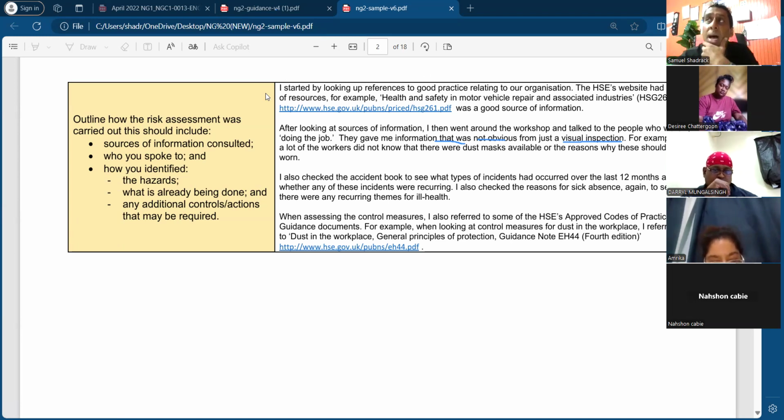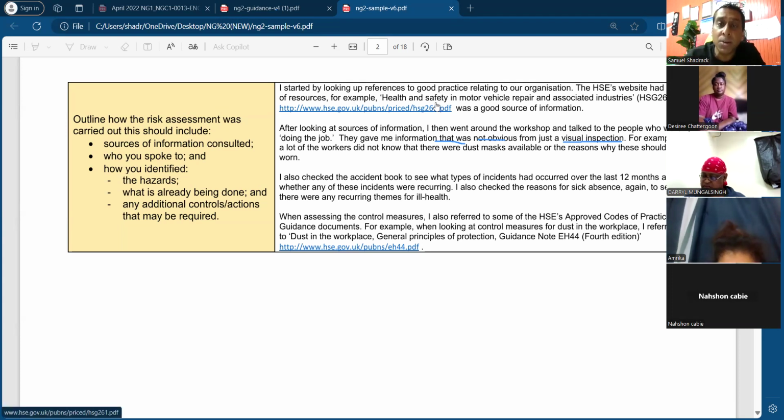You can say I began my research by looking up references for additional sources of information for XYZ Fabricated. The HSE website had relevant information that was pertinent to my company. These include, and you'll have to research one on the HSE site and plug it in there, put the URL, and you say that was a good source of information. That's how simple that is.